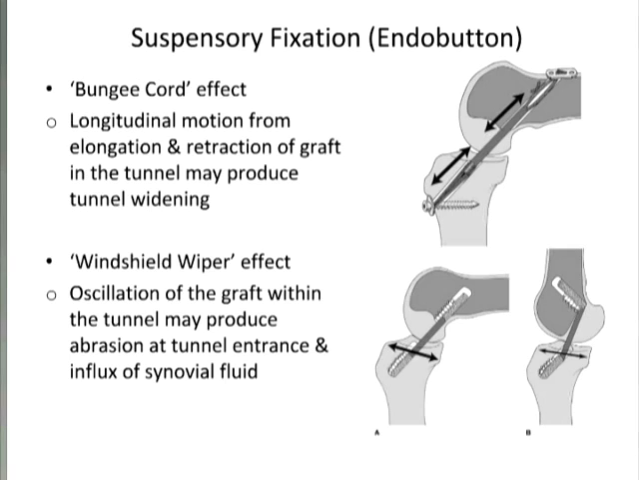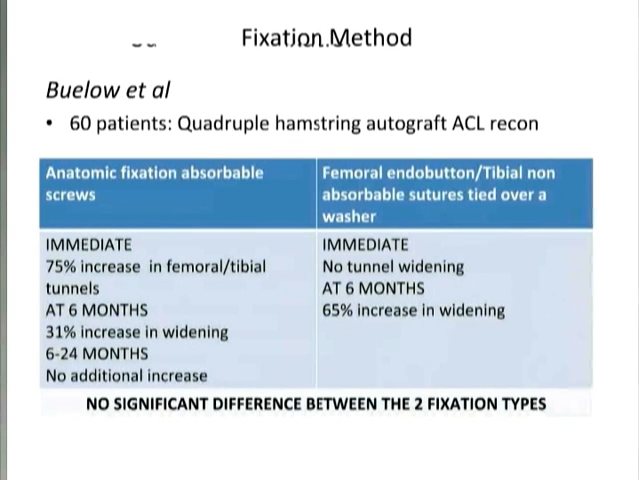So Bulow and all looked at 60 patients with quadruple hamstring autograft ACLs, and there were two groups: anatomic fixation with absorbable screws, and the femoral endo button or tibial non-absorbable sutures tied over a washer on the tibia. In the immediate post-op group, there was a 75% increase in femoral and tibial tunnels, that's widening. And at 6 months, a 31% increase, but between 6 and 24 months, no additional increase. That's in the anatomic fixation group.